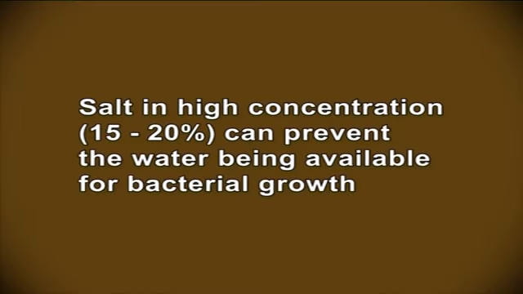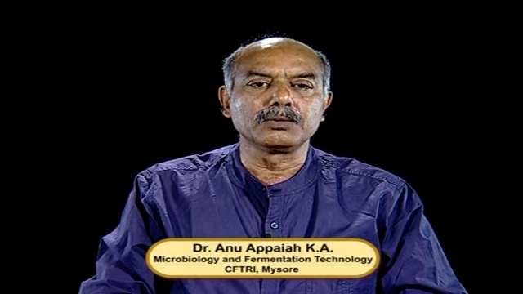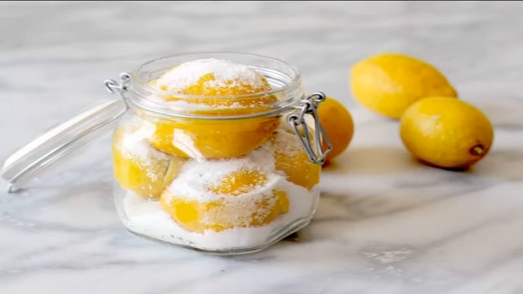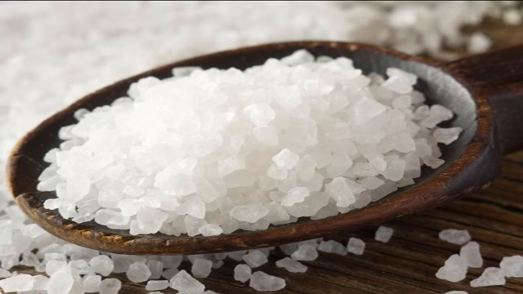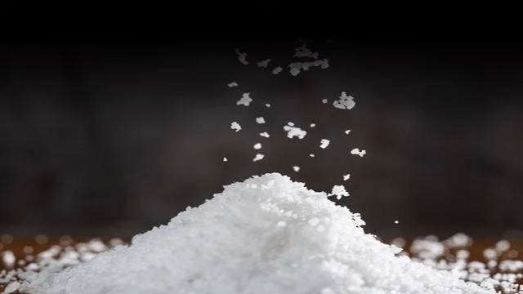Salt in high concentrations, that is above 15% to 20%, can prevent the water from being available for bacterial growth. This process is known as reducing the water activity, abbreviated as aw. It can slow the growth rate of bacteria and thus the food is preserved. Salt can be used in brine, that is salt water, or applied to food directly. The most common salt used for food preservation is sodium chloride, or common salt.